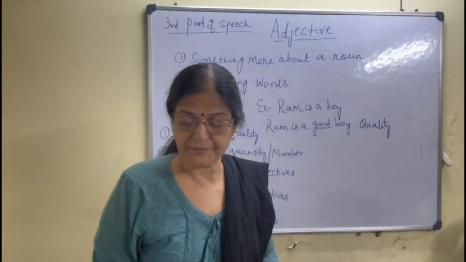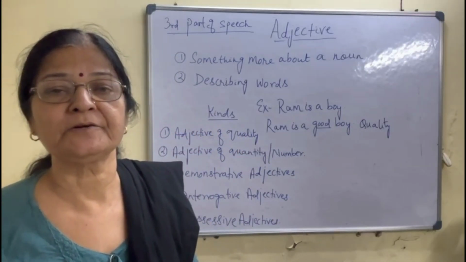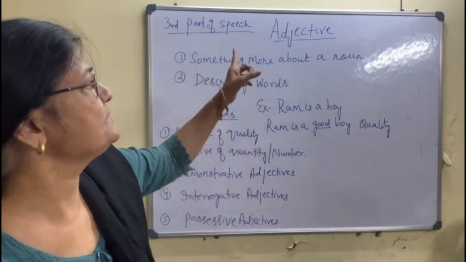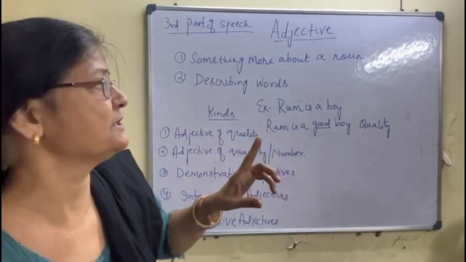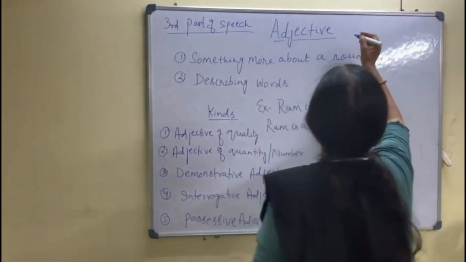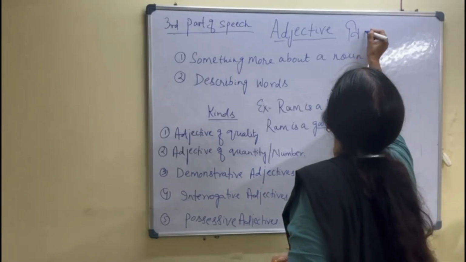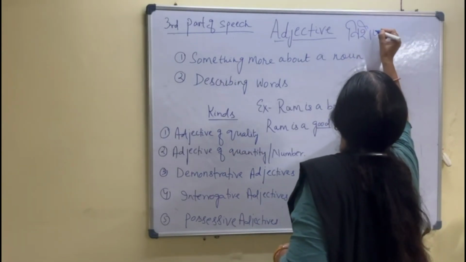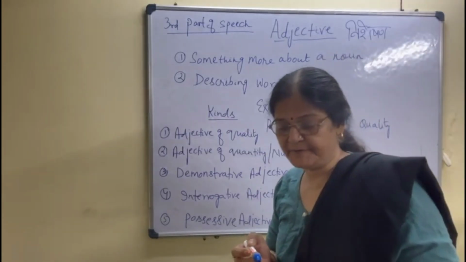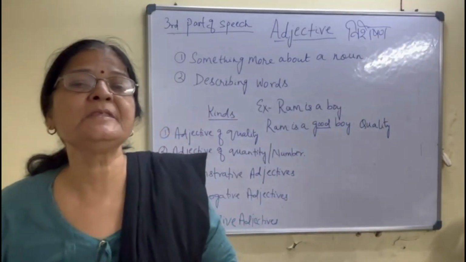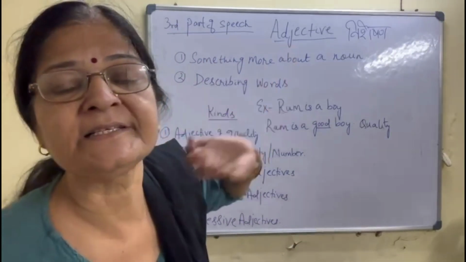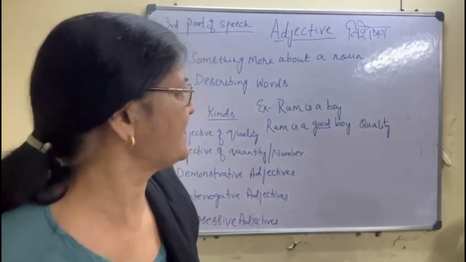In my last videos, I had taught you about the second part of speech, that is pronoun. Today my video is about the third part of speech, that is adjective. What is an adjective? Adjective, जिसको कि हम हिंदी में विशेषण कहते हैं. An adjective is a word which tells us something more about a noun. We can also say that adjective is a describing word because it describes a noun.